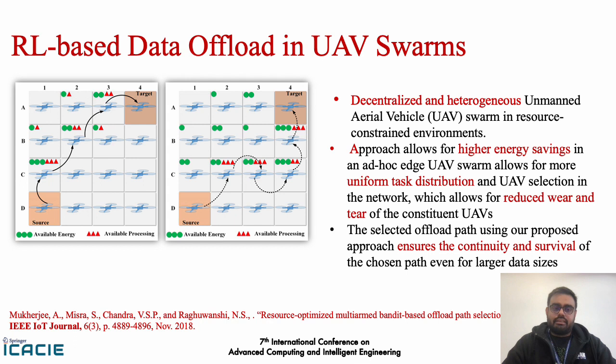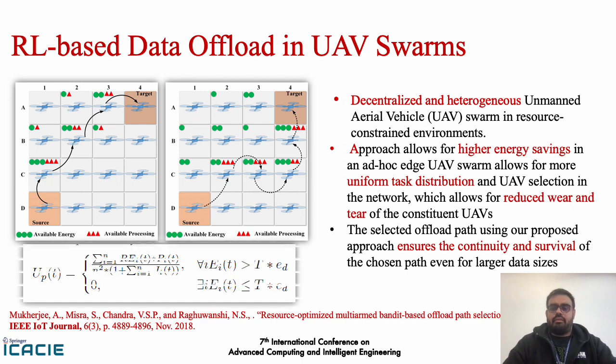At the next instant of time, if you are using a multi-arm bandit based approach for utility function, in the next figure you see this offload path automatically gets changed depending on what is the available processing power, what is the available energy in the whole network. So to conform with the multi-arm bandit reward criteria, we restrict the utility function value in the range of 0 to 1. For this, we use a sigmoid function.